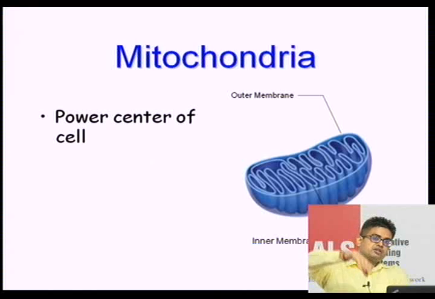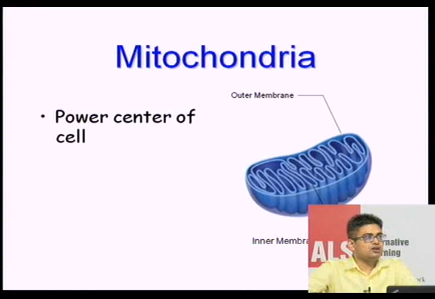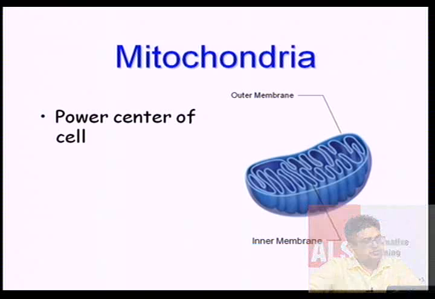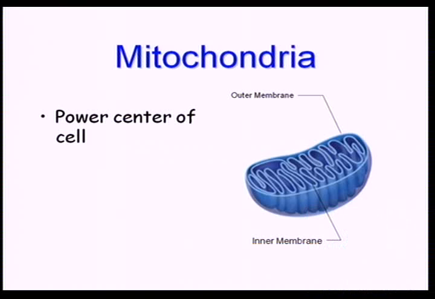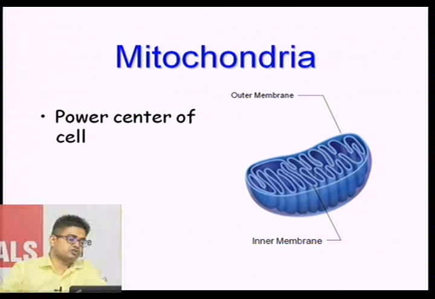Next comes the mitochondria. In the mitochondria you can see there is an extensive folding of the inner membrane. There is an outer membrane also. So just like the nucleus, this is a double membraned organelle. It's a double membrane structure.